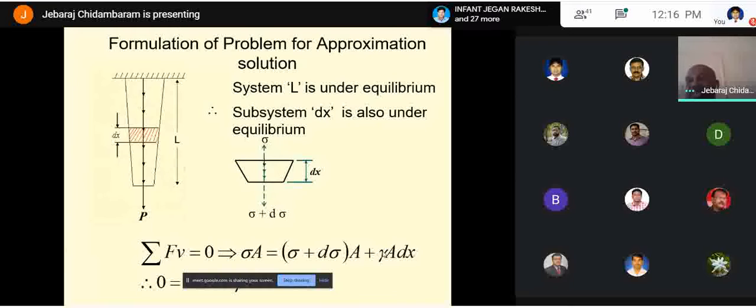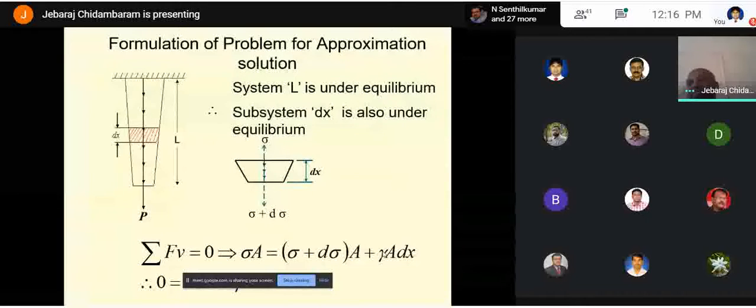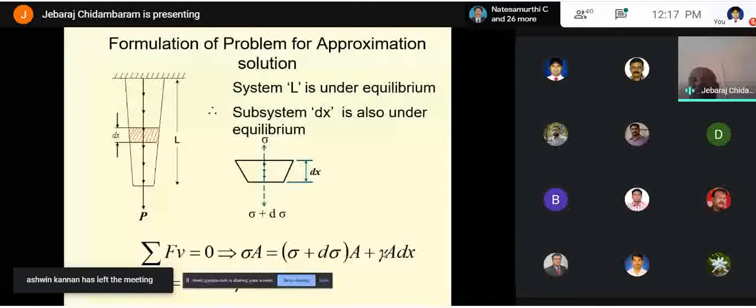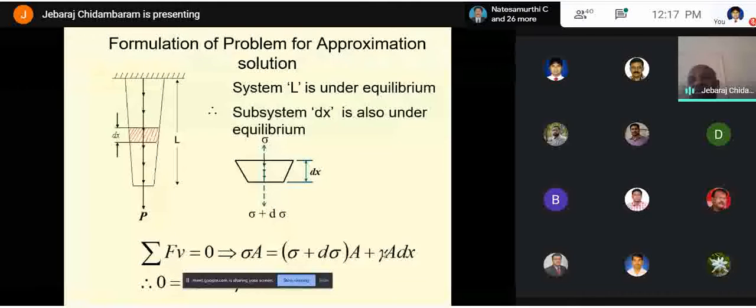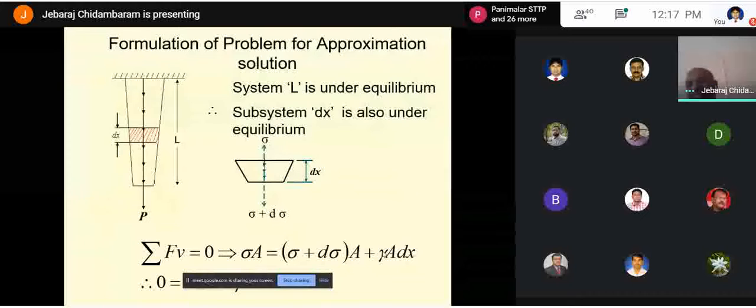So this equation is the physics equilibrium equation. There is no horizontal force in this case. There is no bending moment in this case. If the problem is going to have horizontal force, we'll write the horizontal force equation also, and if the problem has moment equilibrium also. Now it is only vertical forces that are under equilibrium. So upward force is sigma into A. Downward force is sigma plus d sigma into A plus gamma into A into dx. Okay, I simplify it.